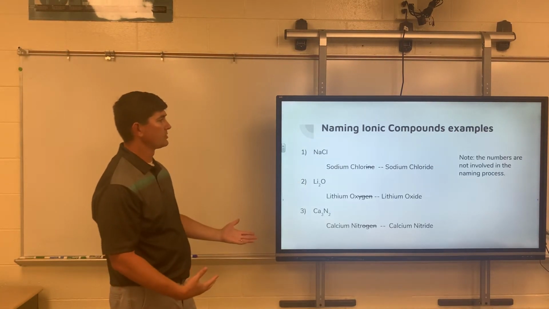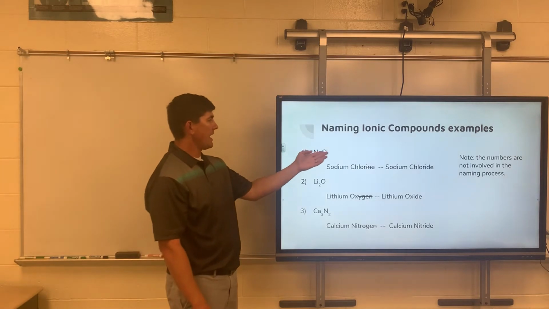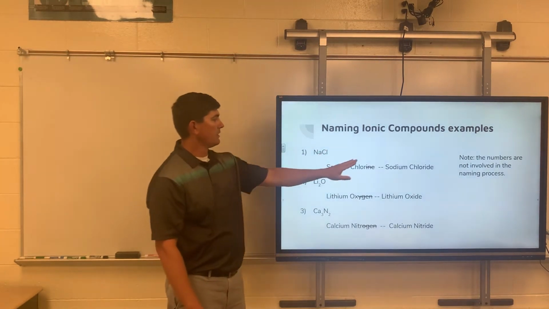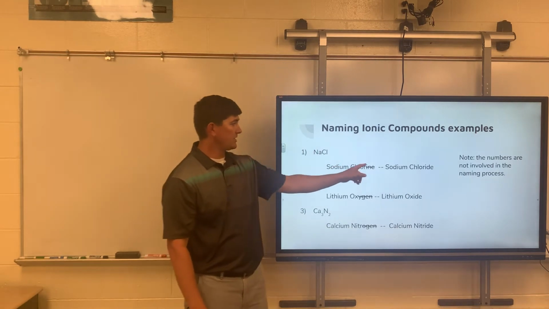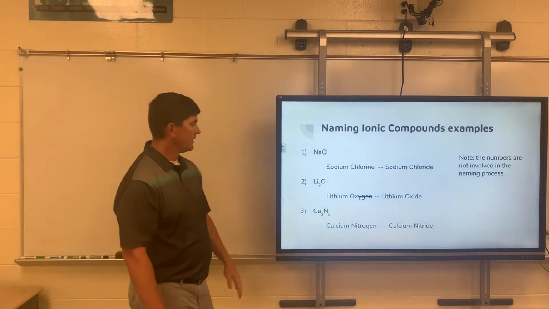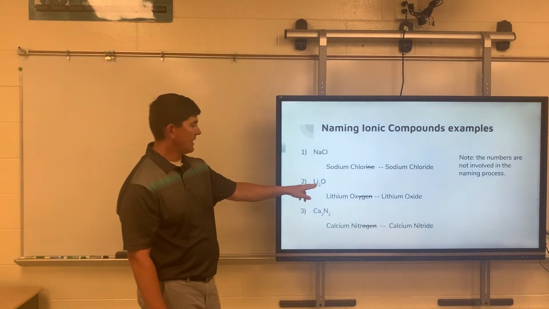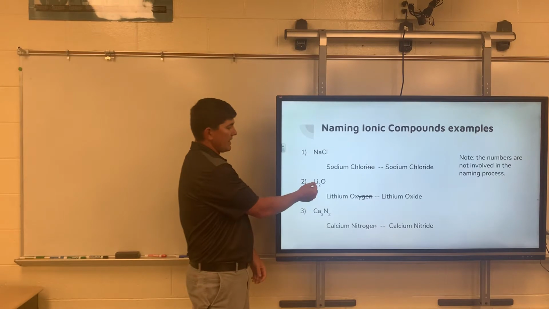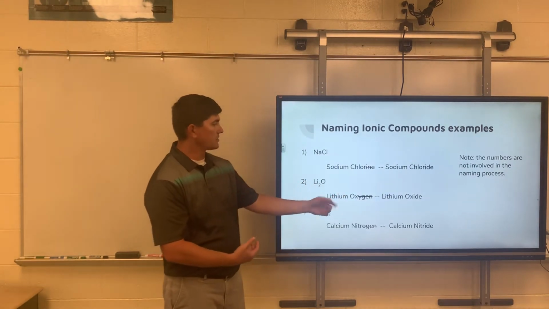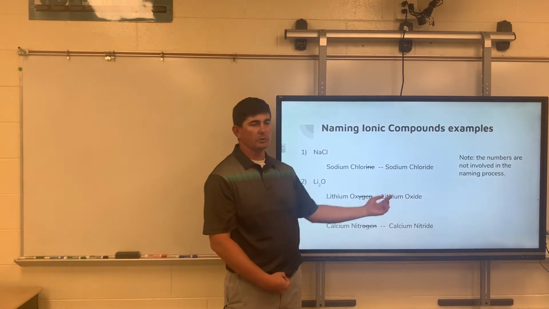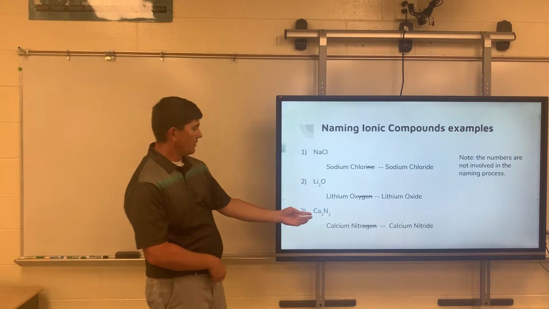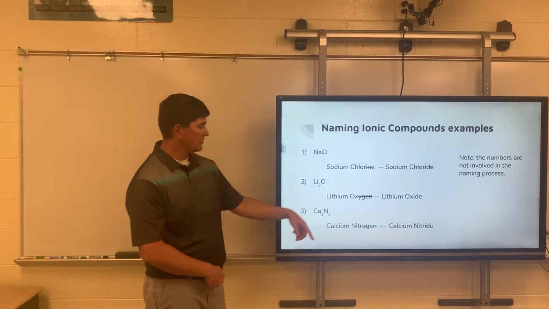So a couple examples of this. If we have NaCl, Na is sodium, Cl is chlorine, but we change the ending of chlorine to chloride. So it's sodium chloride. Here we have Li2O. The Li is lithium, so we would call this lithium. And the O is oxygen, but we change the ending to ide once again. So it's lithium oxide.